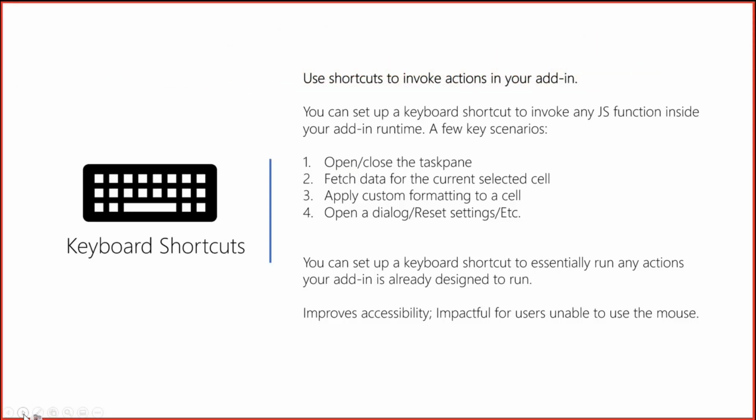Hopefully you've been able to use shortcuts over the last couple of months, but essentially keyboard shortcuts are a way to assign shortcut combinations to any add-in actions that you have. This is talking about just Excel for now, and you can use keyboard shortcuts to do many actions, anything that your add-in can do already today. So things like opening and closing the task pane, fetching data for the current cell, applying any kind of formatting to a cell, or opening a dialog or resetting settings, or anything within the runtime of your add-in.